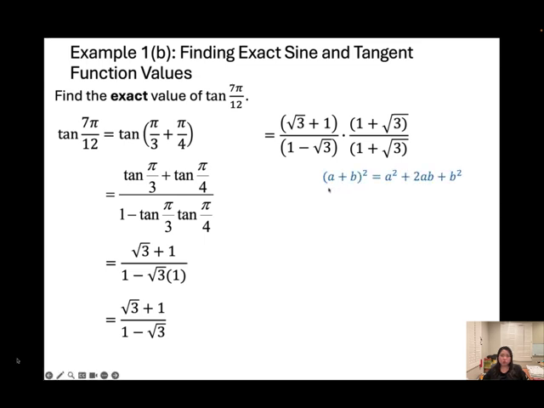Okay, apply the algebra formula, A plus B squared. This is A plus B times A plus B, which is A plus B squared. That will be equal to A squared plus 2 times A times B, and then plus B squared. And then on the denominator, we're going to apply another one: A minus B times A plus B equals A squared minus B squared. So I want you guys to try to use these two formulas. Take care of this guy.